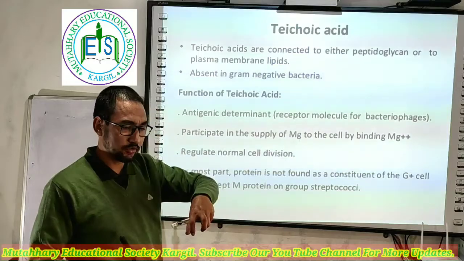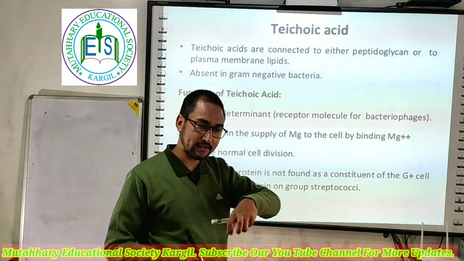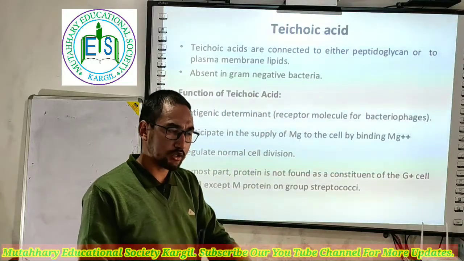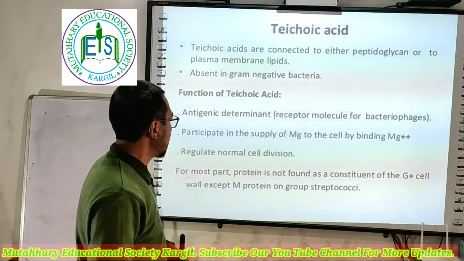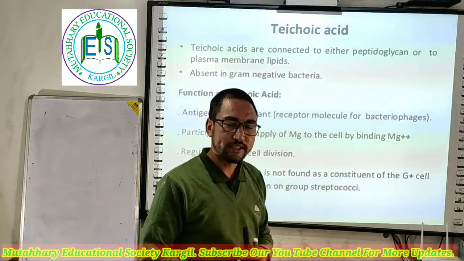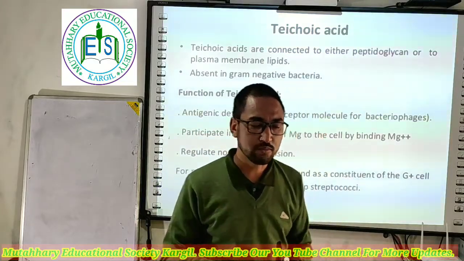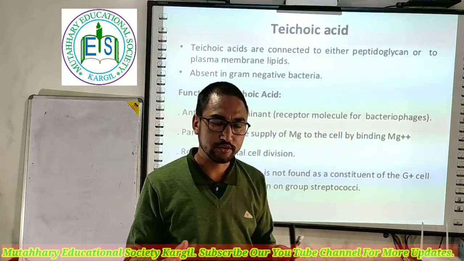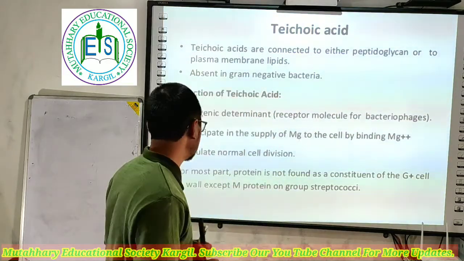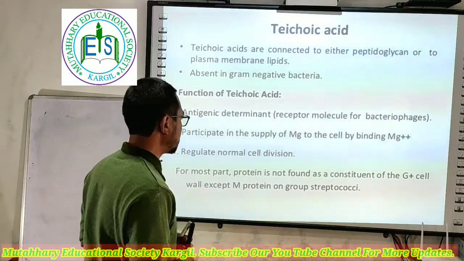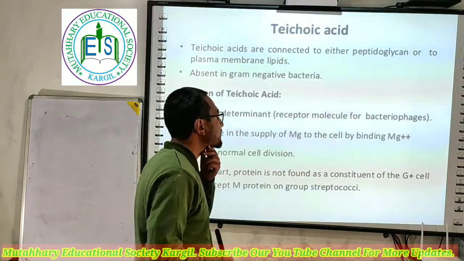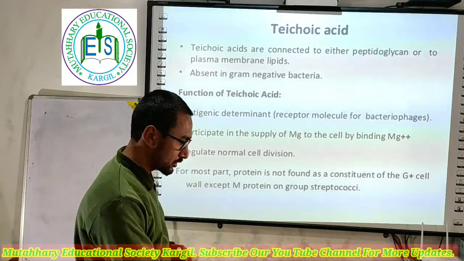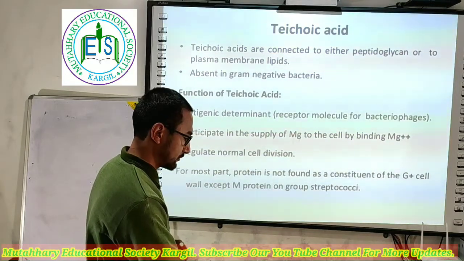somehow those bacteriophages recognize these teichoic acid molecules, and they sit over there, and finally they try to transfer their genetic material. Teichoic acids are also responsible for transfer of magnesium molecules within the cell, and they regulate normal cell division. And this teichoic acid is a characteristic constituent of gram-positive cells.